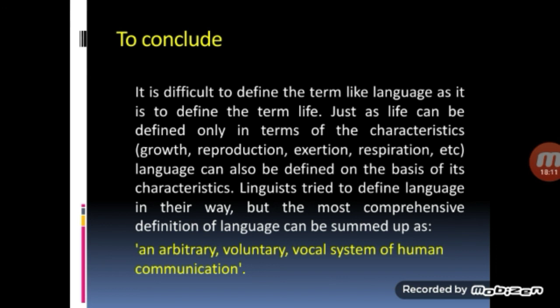Linguists try to define language in their own way, but the most comprehensive definition of language can be summed up as: language is an arbitrary, voluntary vocal system of human communication. That's the end of today's discussion. Up to now, you have been listening to and watching the lecture on language, the definition of language.